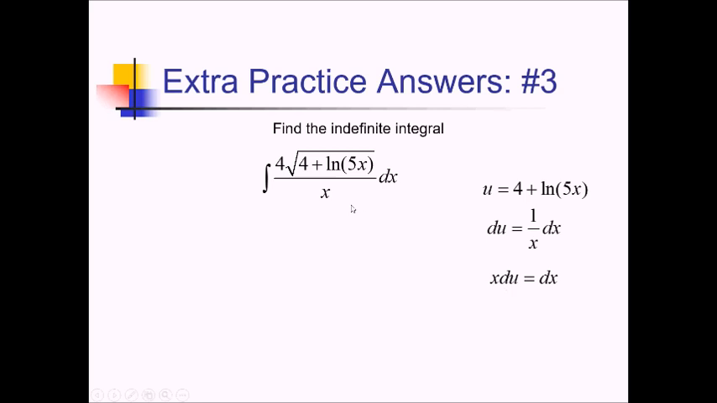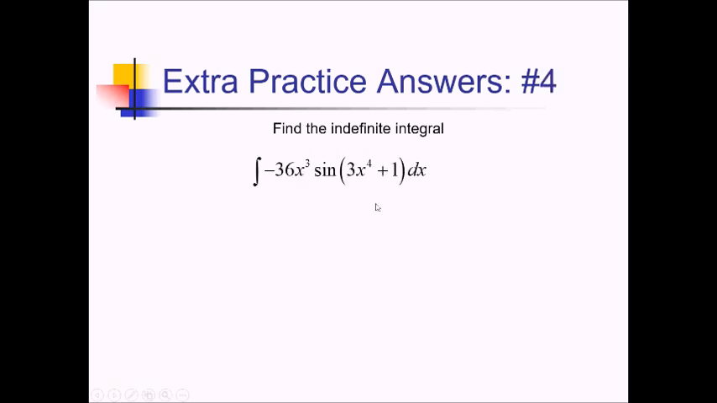Substituting back into the original, we have 4 radical u over x, and then we have x du instead of dx. The x's are going to cancel, and I can just rewrite this as 4u to the 1/2 power du. Using the reverse power rule now, this bumps up to a 3/2. Multiplying by 2/3, we have 8/3 u to the 3/2 power plus c. And then I'll just substitute this 4 plus ln of 5x back in for u.